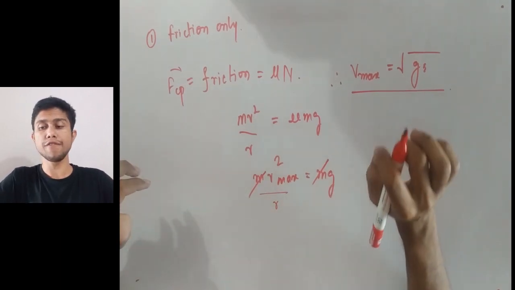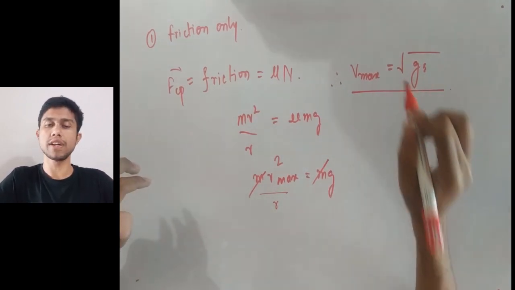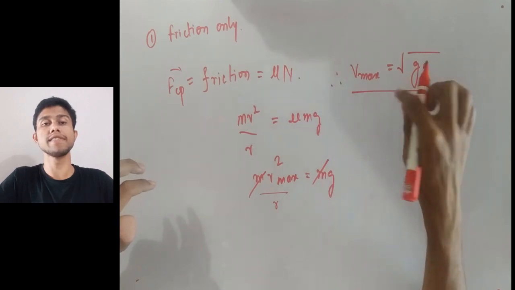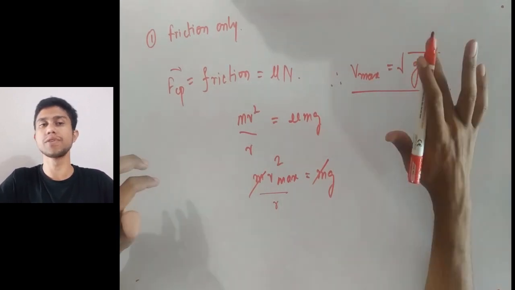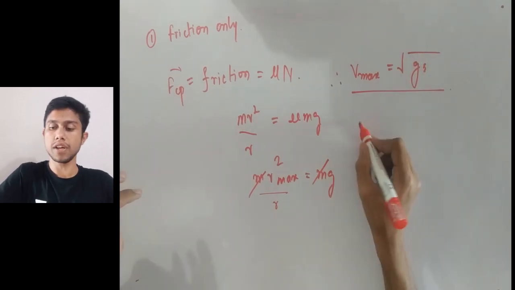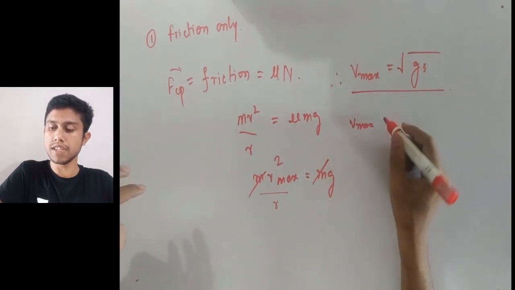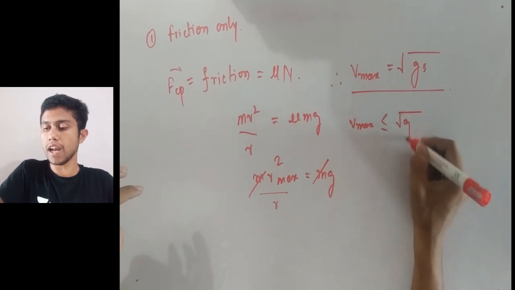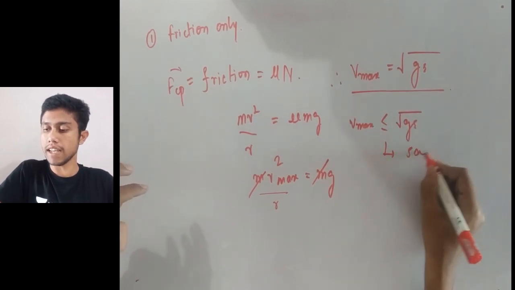But if you take the car at a speed which is greater than this speed, your car is going to skid even if there is no banking and if there is friction. So I'll write v max is less than or equal to root of mu g r. So in this condition the car is safe.